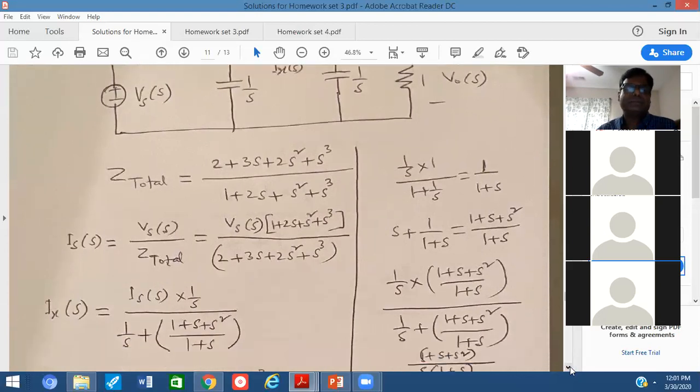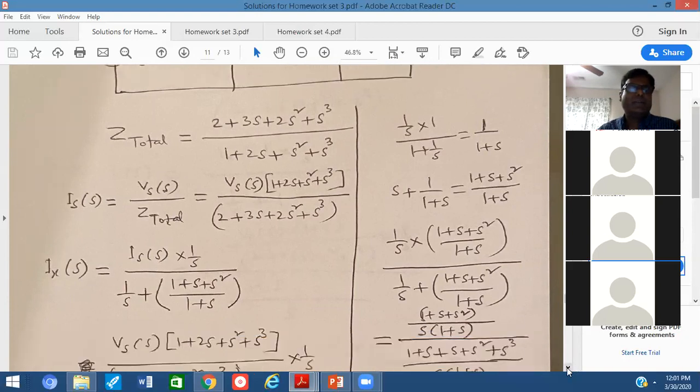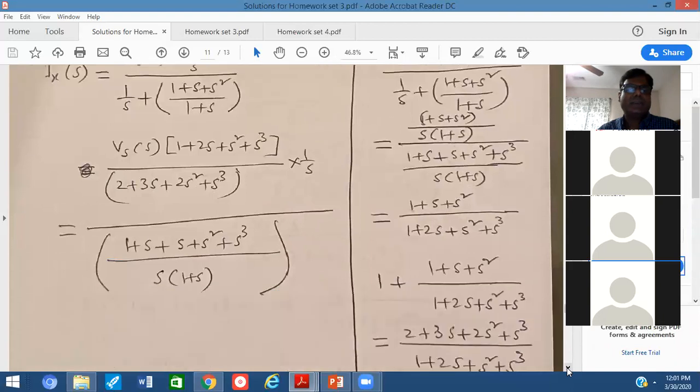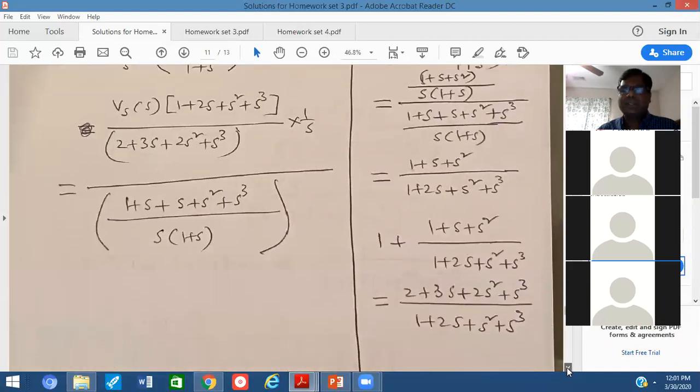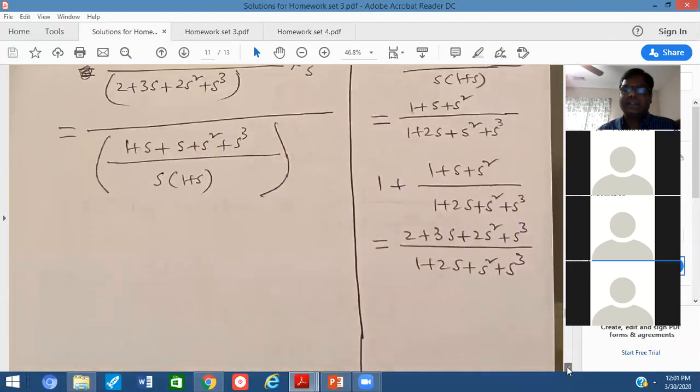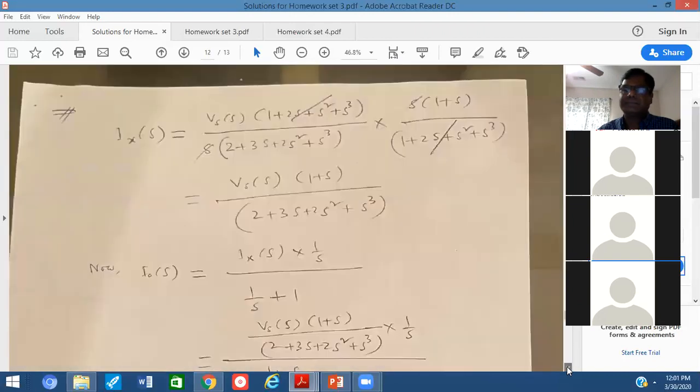So you see this whole combination. On the right side I calculate 1 plus S square by this one. Okay, and then I simplify it, and after that, see the next. Okay, so this is my IXS. I just put it in. So this is the simplified format.